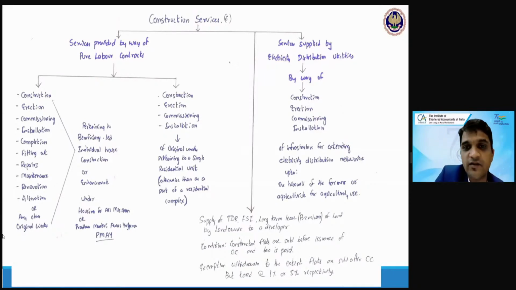Then the next kind of exemption is construction, erection, commissioning or installation of original works pertaining to a single residential unit. So if there is a single residential unit, which is otherwise part of a residential complex, your individual residential unit will be exempted, but that apartment construction will be taxable.